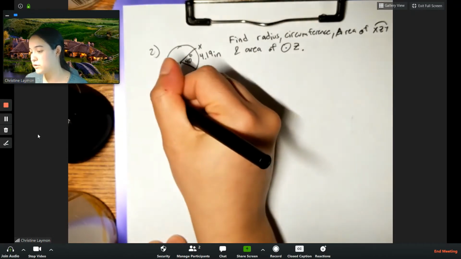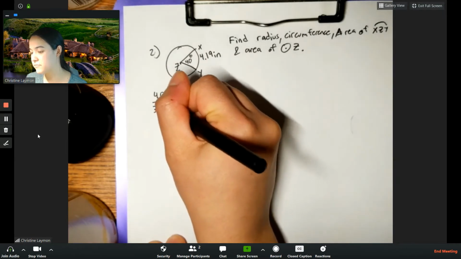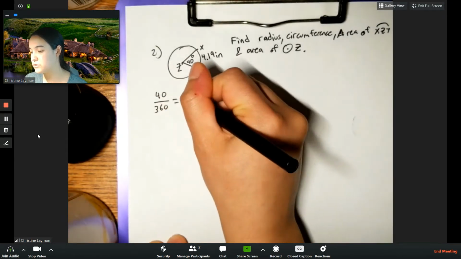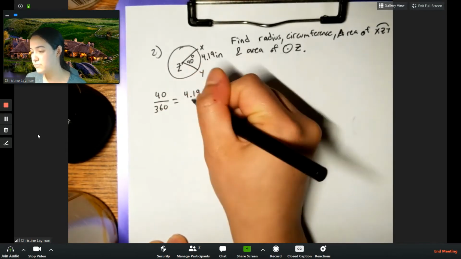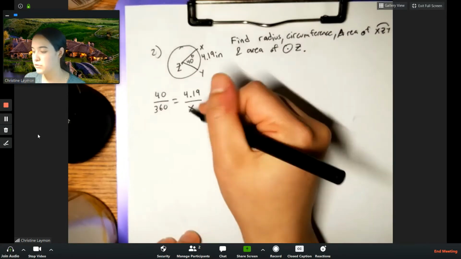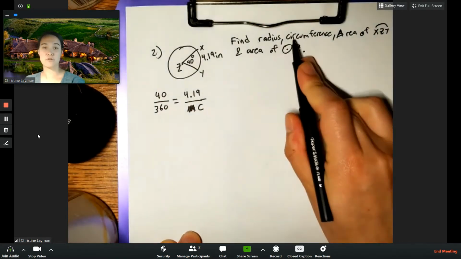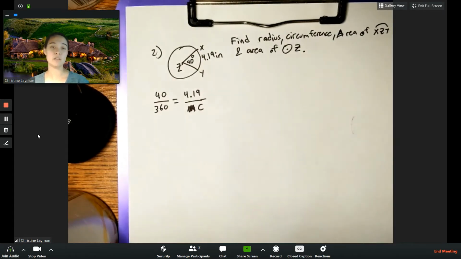So I'm going to do 40 over 360 equals 4.19 over x. Or I could call it c, your choice. Actually, you know what? I will change it to c. That way I've been consistent. C for circumference. Again, call it anything you want, it doesn't matter.